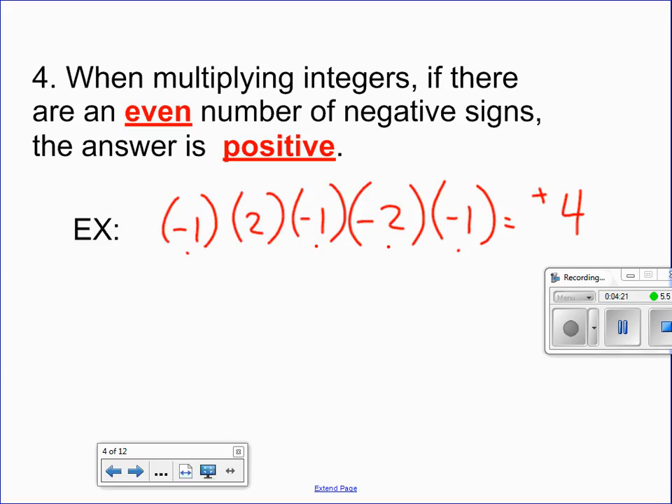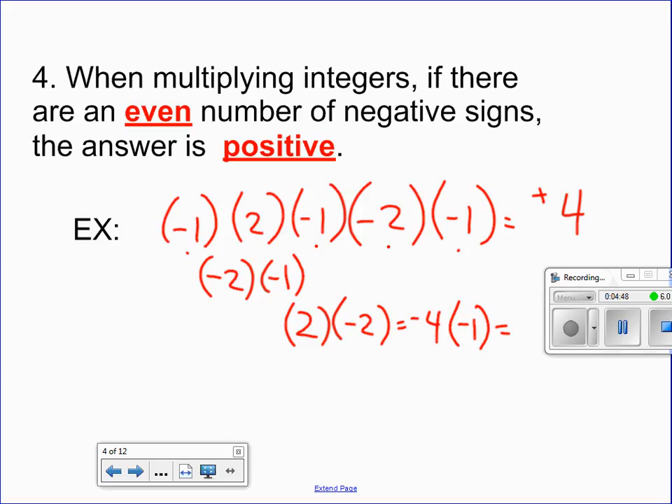But let me show you why that rule is correct. If you took them 2 at a time, negative 1 times 2 is negative 2. Negative 2 times negative 1 is 2. Then 2 times negative 2 is equal to negative 4. Then if I took this negative 4 and multiplied it times my last integer, negative 4 times negative 1 is 4. So instead of going 2 at a time like that to establish the rule, if there is an even number of negatives, your answer will be positive when you're multiplying.